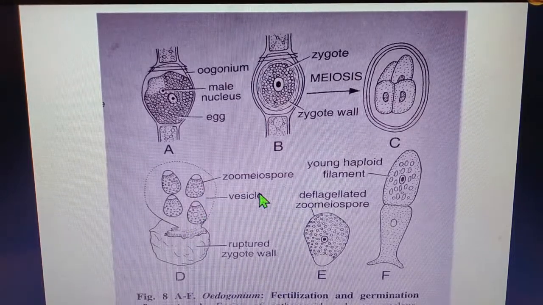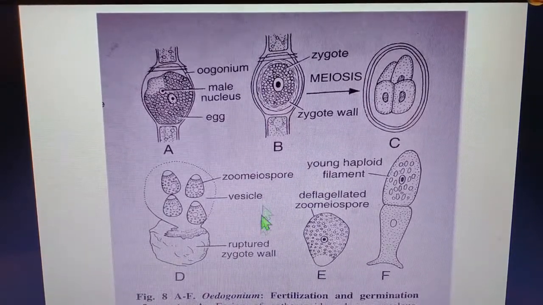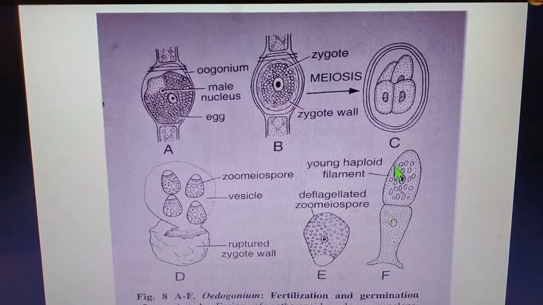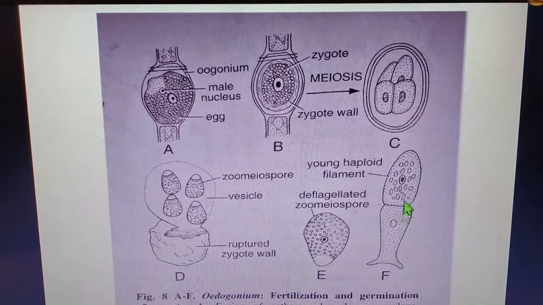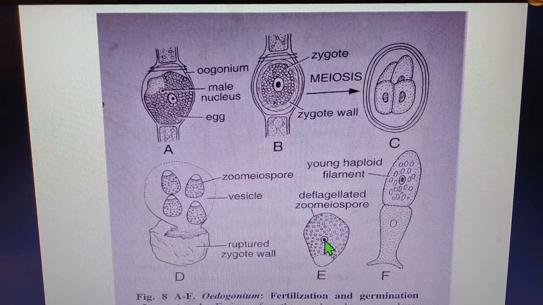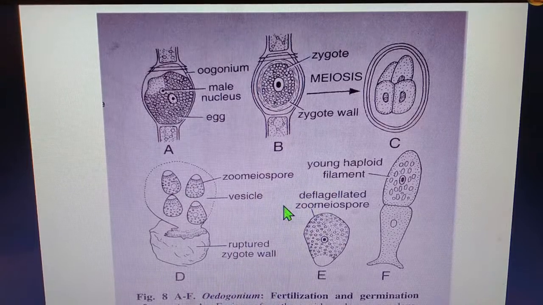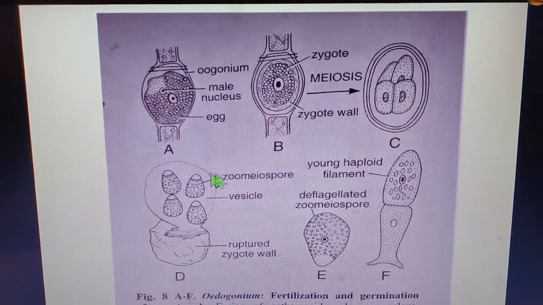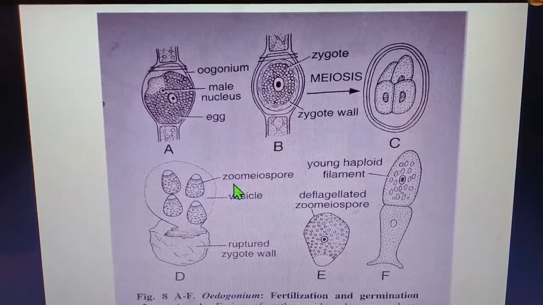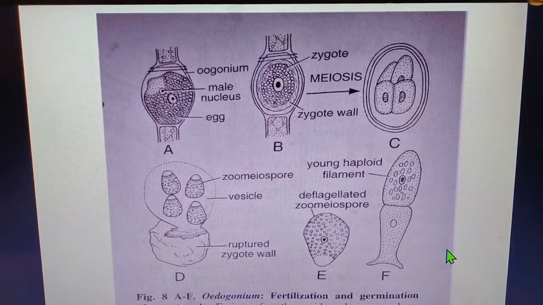But in case of monoecious species, where both the male and the female are borne on the same filament, they will just give rise to a young haploid filament, and later on the male and the female will develop on the same filament. But here I am talking about the dioecious species, where the male and female are borne on different filaments. So that is why, just remember, 2 of these will give rise to a male filament, and 2 of the zoospores will give rise to the female filament.